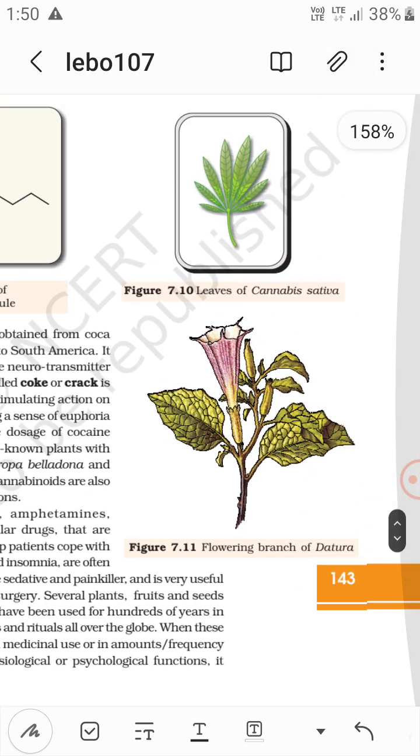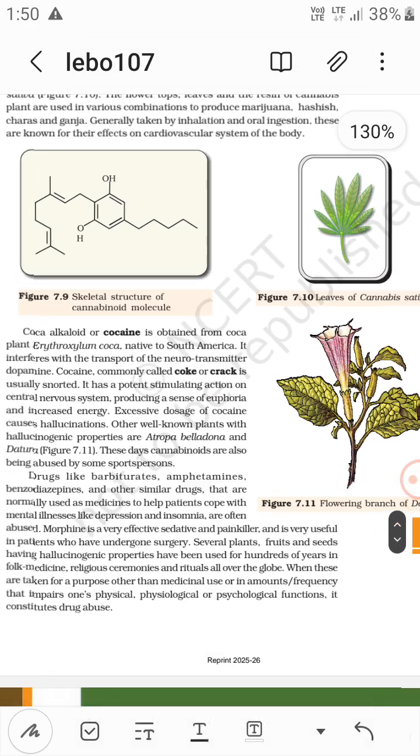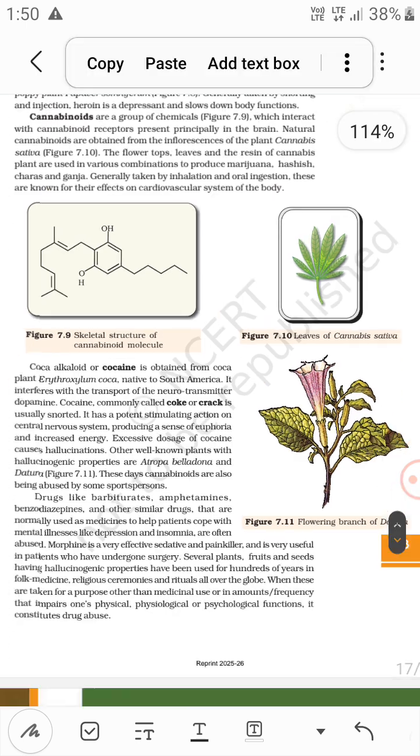So the flowering branch of datura, Atropa belladonna, and datura. These have the hallucinogenic property. So this is it.